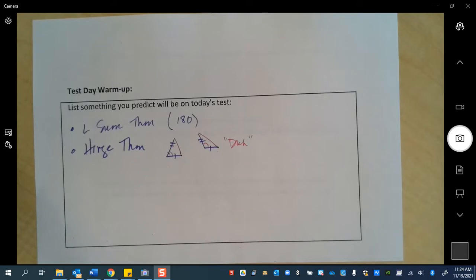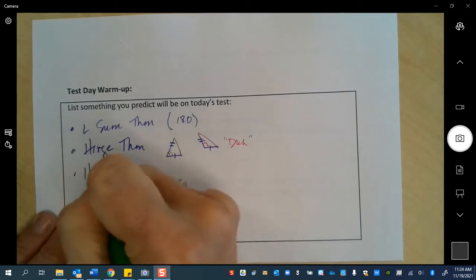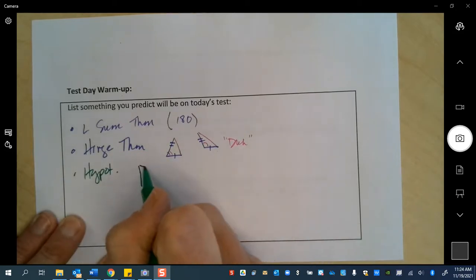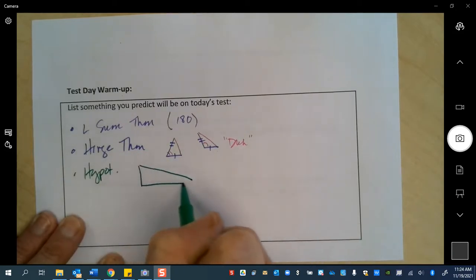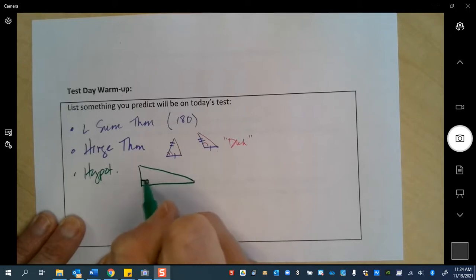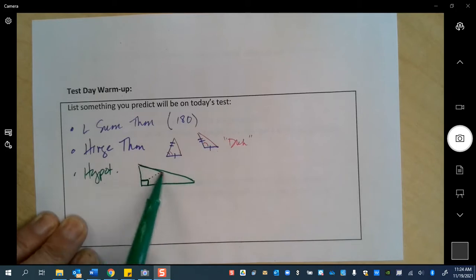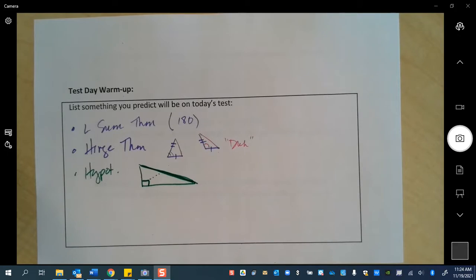Okay, you're going to definitely need to know what the hypotenuse of a right triangle is. So when we talk about a right triangle, regardless of how it's oriented, once you find that right angle, the hypotenuse is going to be the side opposite, and that's going to be your longest side. Call it out. What else is on the test?